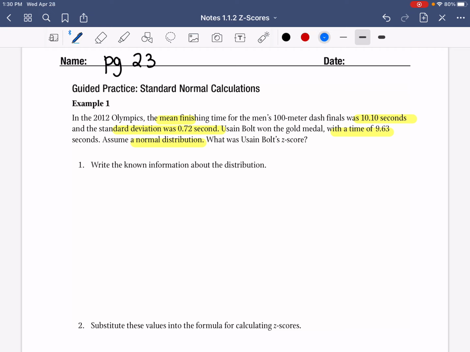The 3 things you need to find are your data, that's your x. You need to find your mean, that's your mu, and you need to find your standard deviation. Those are the 3 things that you need. So our data is Usain Bolt's time. His time was 9.63. The mean finishing time was 10.10 seconds. And the standard deviation was 0.72 seconds.